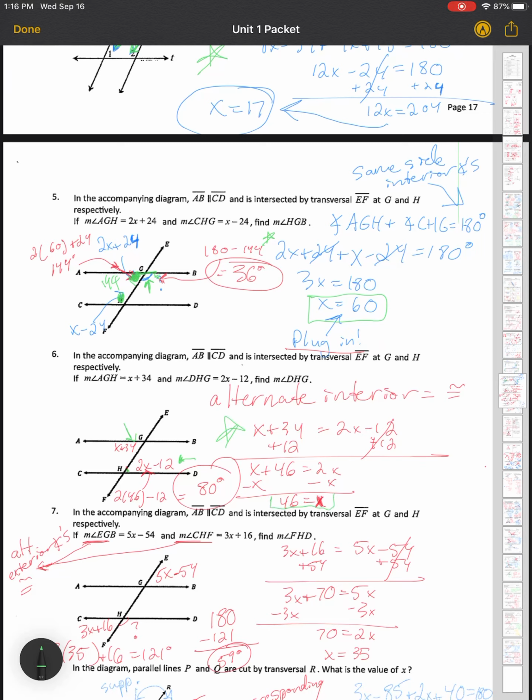We solve and we get x is equal to 46, and then we plug back in for our angle DHG here, and we get 80 degrees.